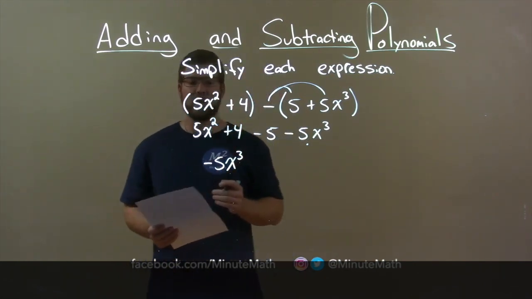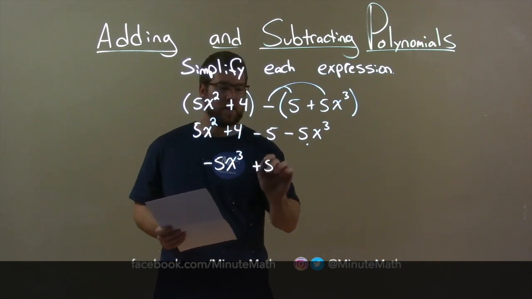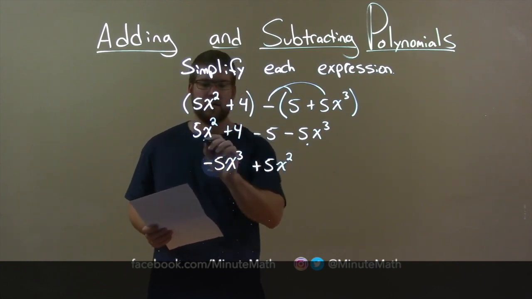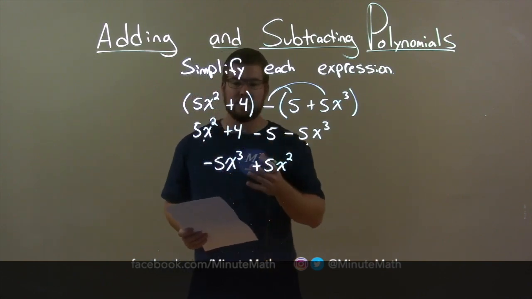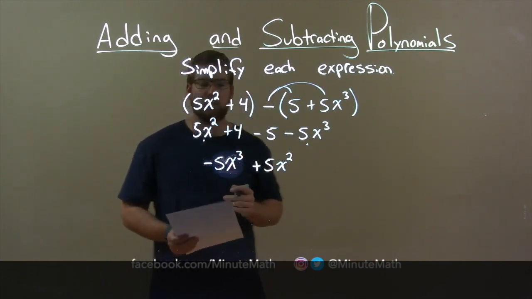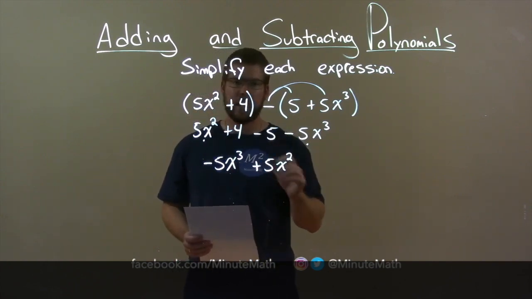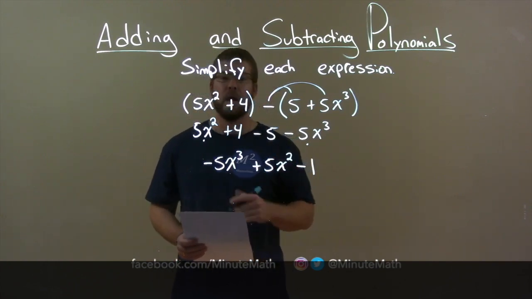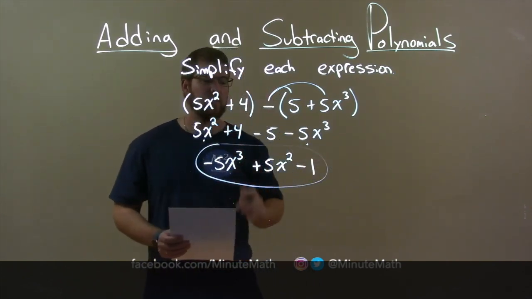Next thing is x squared. There's only one of them there, so that's pretty easy, a positive 5x squared. Okay? And the next lowest I see, there's no x's, so it's just numbers, 4 and 5. Well, we need to combine the two. 4 minus 5 is a negative 1, or minus 1, and we have minus 1 here. And there we have it. Our final answer, minus 5x to the third plus 5x squared minus 1.